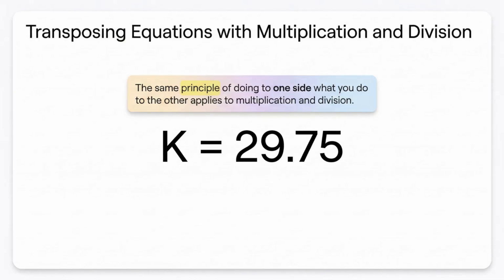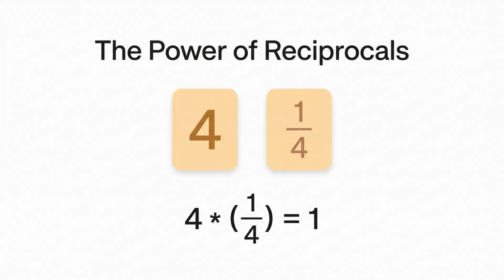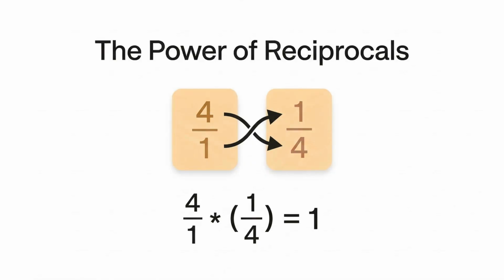Before we dive deeper, let's refresh our memory on reciprocals. A reciprocal is simply a number that when multiplied by another number results in 1. For instance, if we take the number 4, which can be written as the fraction 4 over 1, its reciprocal is 1 over 4. When we multiply them together, the result is 1. This concept is crucial for isolating variables.